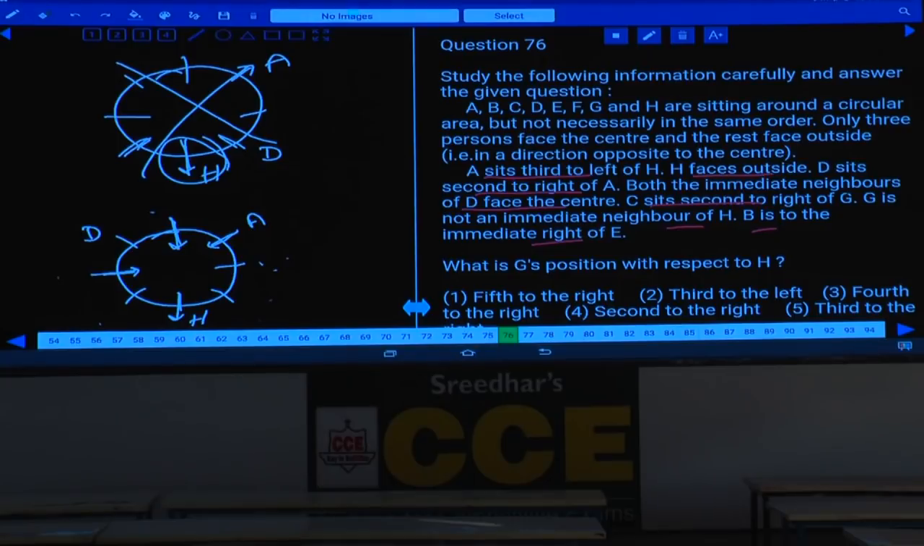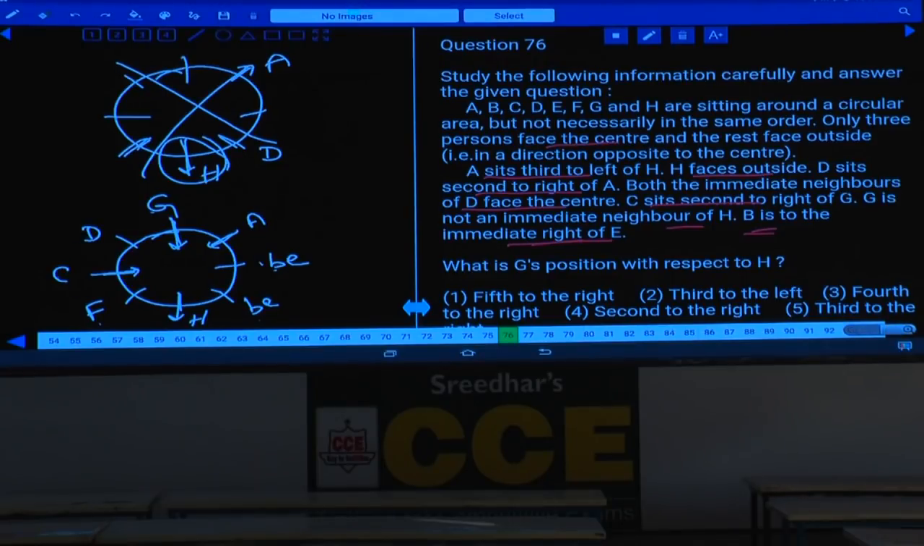Now if you take G at this place, and C sits second to the right of G, then C will be here. If C is here, then these 2 persons B and E are immediate neighbors to each other. As B and E are immediate neighbors to each other, these 2 persons will be like this. If B and E are like this, then who is the person left over? F is the person left over. Tell me how many persons are inward and how many are outward? 3 persons facing the center.